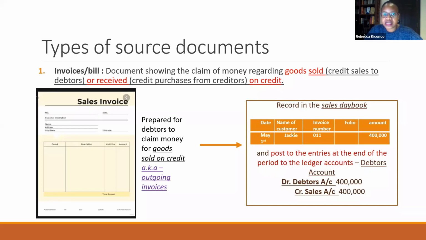If you're asked in a question to draw up a sales day book, the things you must remember: one, the format, and two, the sales day book is only for credit sales. So it's not for cash sales. We shall see where we record the cash sales.